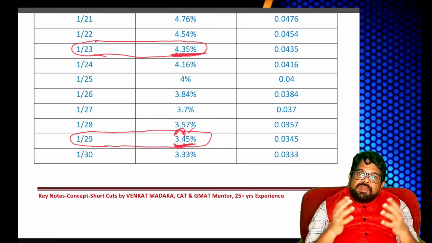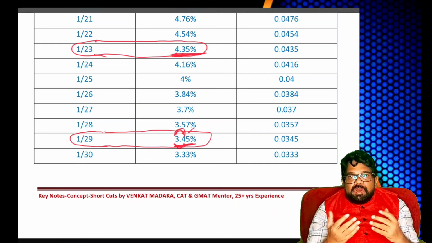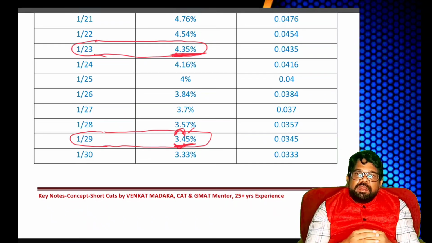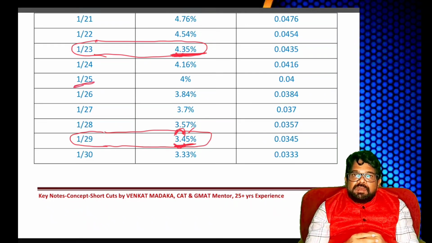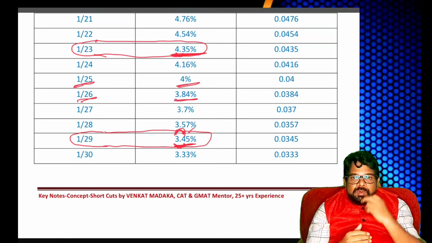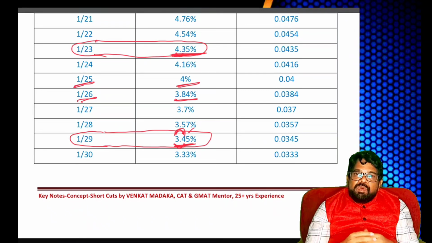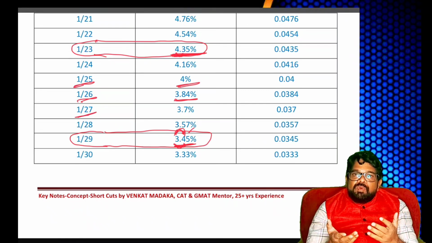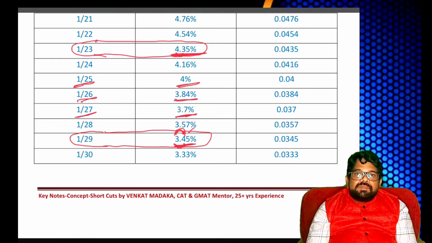The remaining all you can calculate by using the previous values. 1 by 24, 1 by 25. What is 1 by 25? 25 times 4 cancels, so 4%, you can remember very easily. 1 by 26 is half of 1 by 13, and we know 1 by 13 is 7.69%, so half of that gives 1 by 26. 1 by 27 is one third of 1 by 9. 1 by 28 is already calculated, 1 by 29 I gave the code, and 1 by 30 we already calculated.